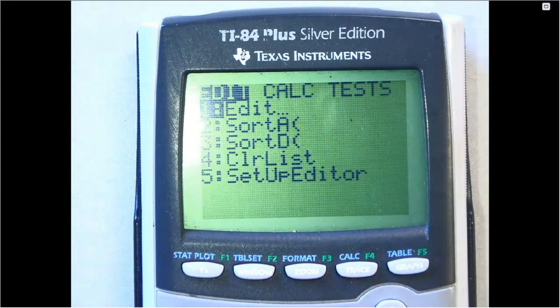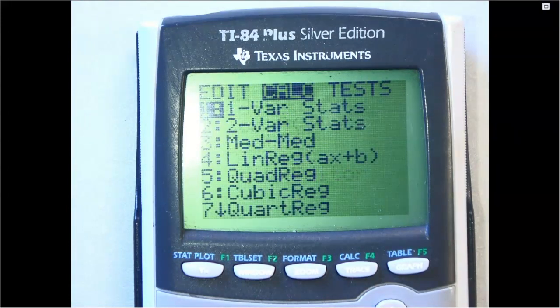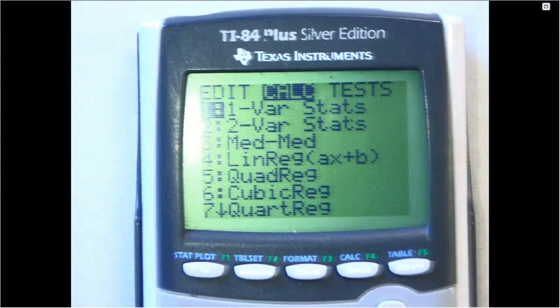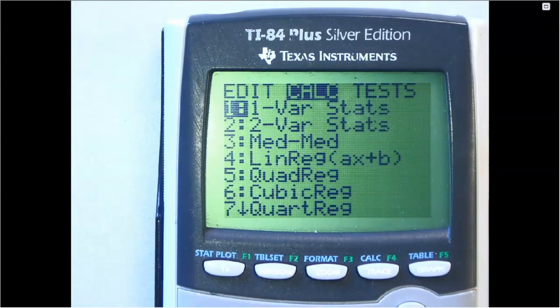You should get that menu. And then we want to calculate. So it's tempting to think it's two variable stats because we do have two variables, we have height and arm span. But we want to do a linear regression. We want to do 4. And if you notice, that's just like y equals mx plus b. There's just a instead.